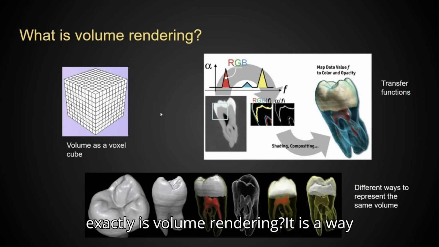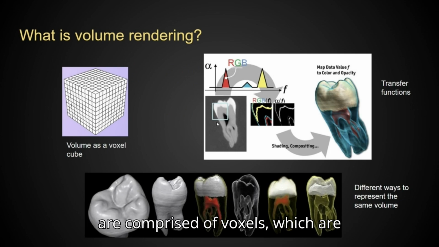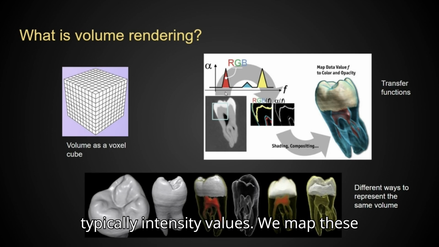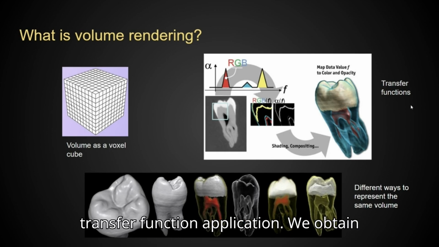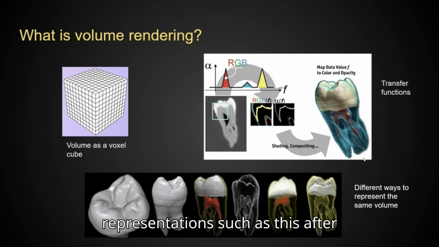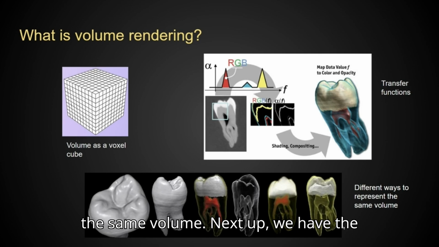First of all, what exactly is volume rendering? It is a way to visualize 3D datasets. These datasets are comprised of voxels, which are typically intensity values. We map these intensity values to certain colors and opacities, and this mapping is called transfer function application. We obtain representations such as this after applying the transfer functions. Different transfer functions can help highlight different regions of interest and obtain different visualizations for the same volume.